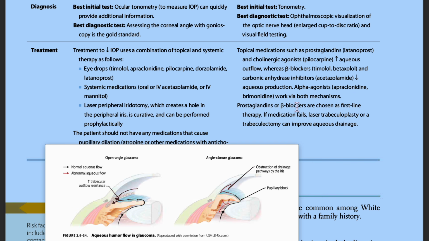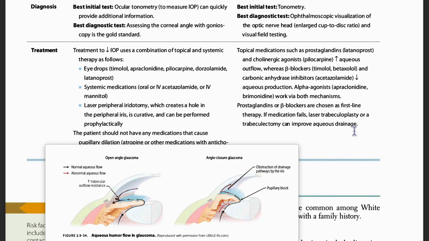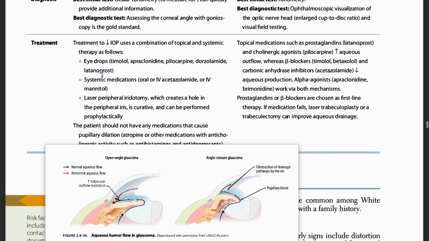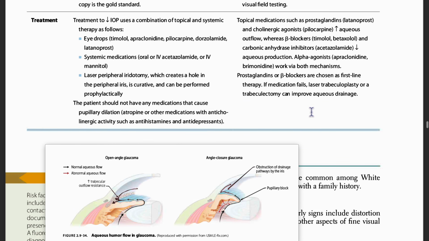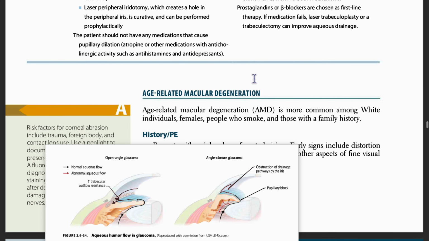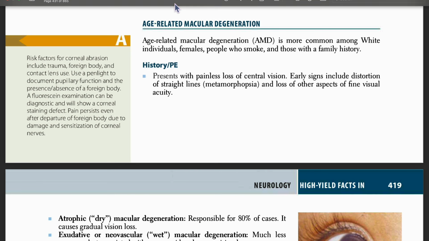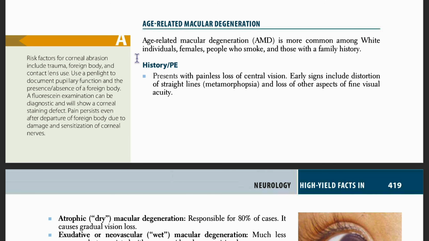Okay, so that's important. Prostaglandins and beta blockers, timolol, right? So it's similar in this one. Timolol was given as well, and latanoprost somewhere, right? If medication fails, laser trabeculoplasty or trabeculectomy can improve aqueous drainage. Okay, cool. Age-related macular degeneration.